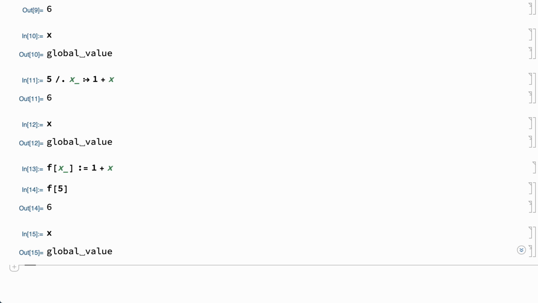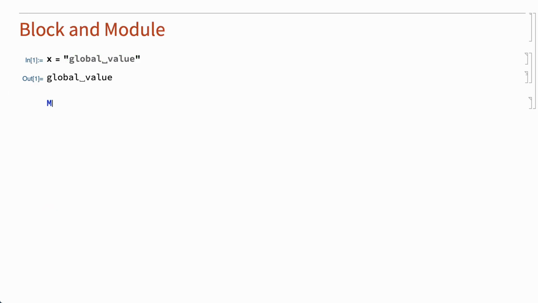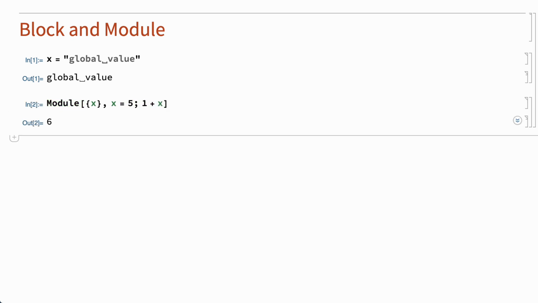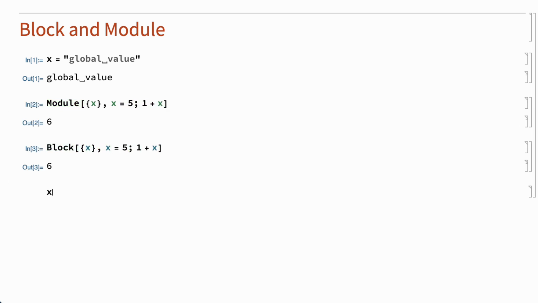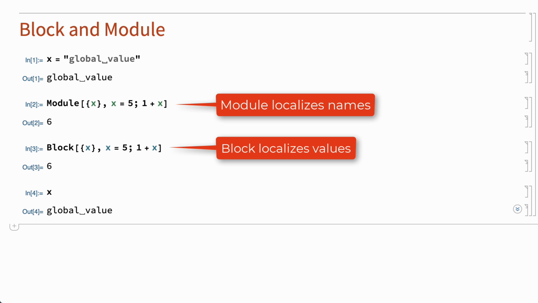One remaining way of localizing variables is using the Block function rather than using Module. For example, here is the earlier Module example and the same input using Block. Both programs give the same result and are interchangeable in this example, but Block and Module are actually quite different functions and are designed for different purposes. Block localizes the values of variables, while Module localizes the names of variables.